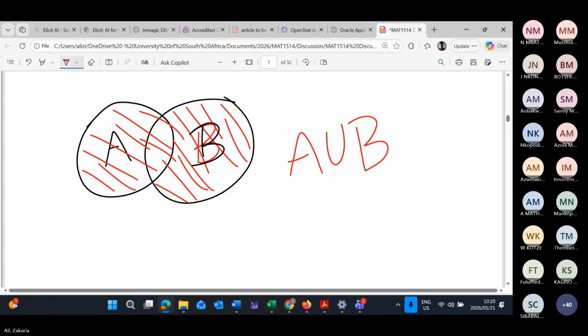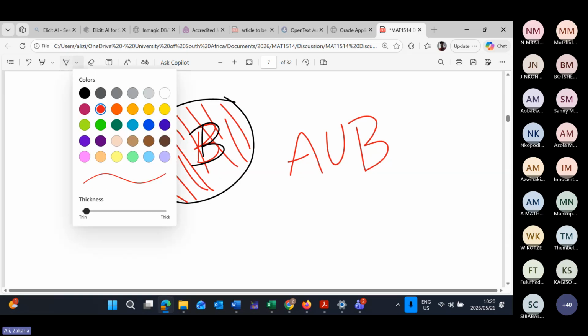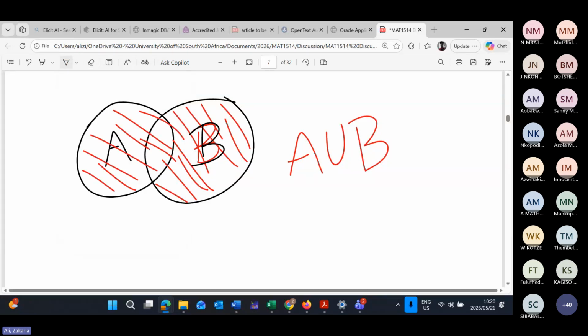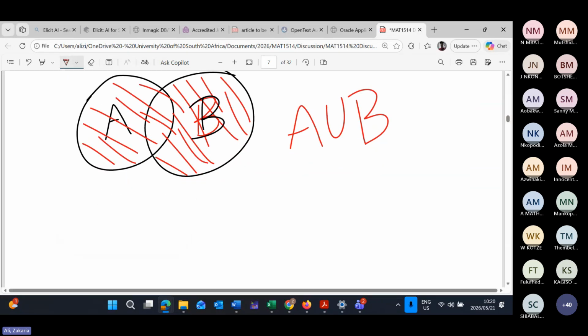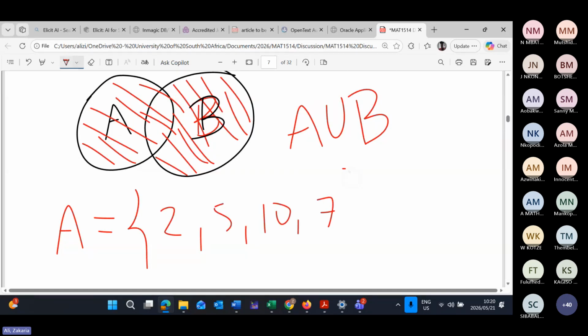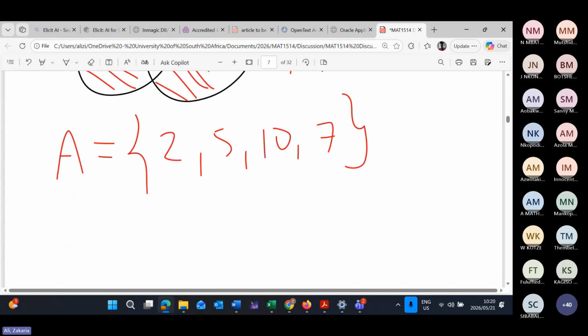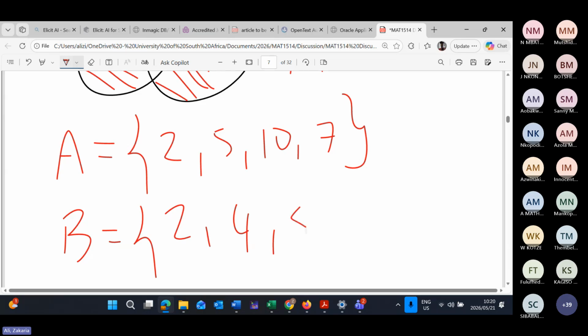Now, you see, let's say I take a set. Okay, let me keep it in red now so that you can see, we're going to go to union. Let me take a different example of a set A given by 2, 5, 10, let's say 7. Then I take a set B given by 2, 4, let's say 5, 6, 7, and 8.